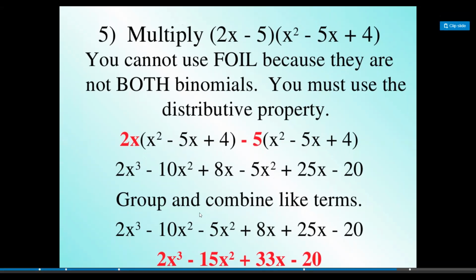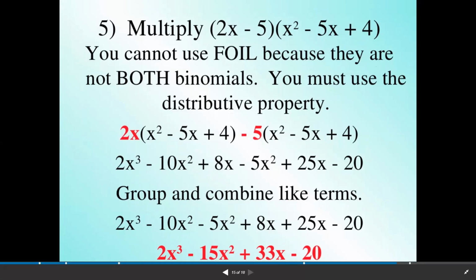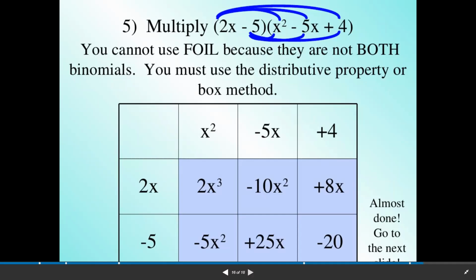So now group and combine the like terms. You can see terms having the same powers are like terms. So 2x cubed has nothing to do with any other terms, so copy it as it is. Minus 10x squared and minus 5x squared you can keep together and add, because with a minus and minus coefficient you can add, making minus 15x squared, which you can see in red color. And 8x plus 25x is 33x, and minus 20 as it is. Okay, so in this way you can do it, and we cannot use FOIL because they are not both binomials.